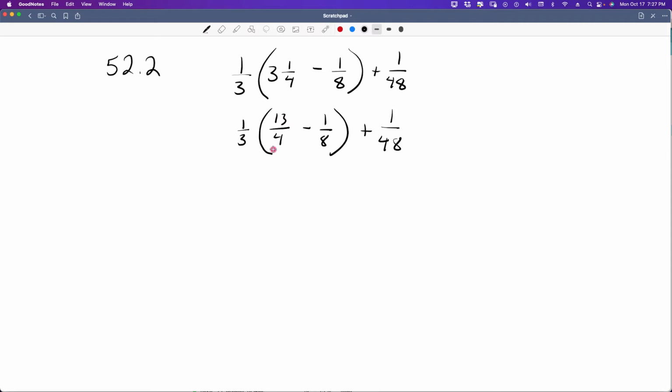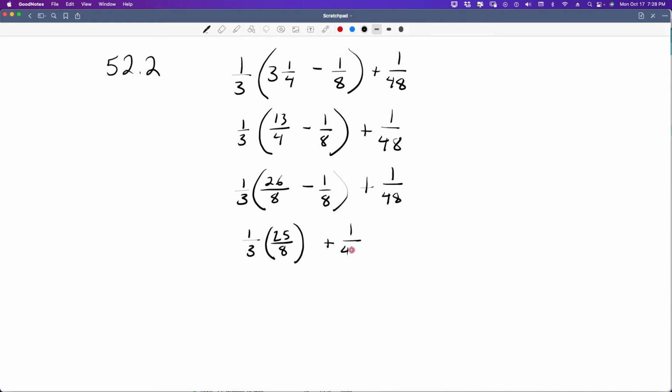Now we're going to change this so that we have a common denominator to combine, and this is going to be times 2. So it's going to be 26 over 8 minus 1 over 8, and that's plus 1 over 48. 26 minus 1 is 25. So 1 over 3 times 25 over 8 plus 1 over 48. 1 times 25 is 25, and 3 times 8 is 24, plus 1 over 48. I can't reduce 1 over 48 at all. I know 24 is half of 48, so I'm going to multiply by 2 to get here. So 50 over 48 plus 1 over 48 is going to equal 51 over 48.